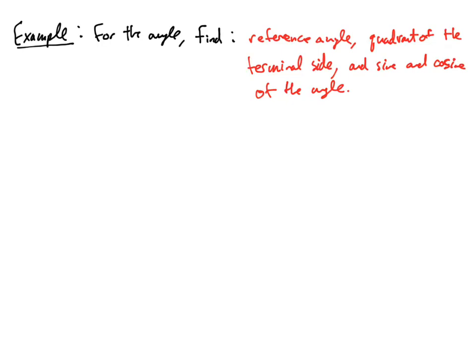All right, and then let's wrap this up with a couple examples. So our first angle here is 135 degrees, and what we want to do is find the reference angle, the quadrant of the terminal side, and then the sine and cosine values for the angle. So my suggestion would be to draw where this angle is. So 135, it's greater than 90 degrees, less than 180. So it's somewhere over here. So that angle is 135 degrees.